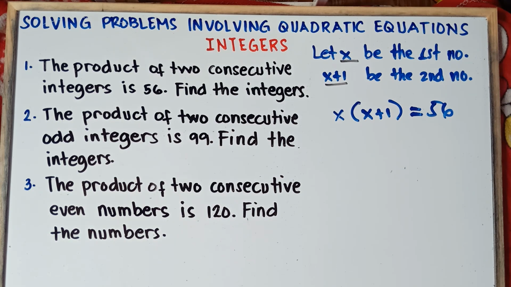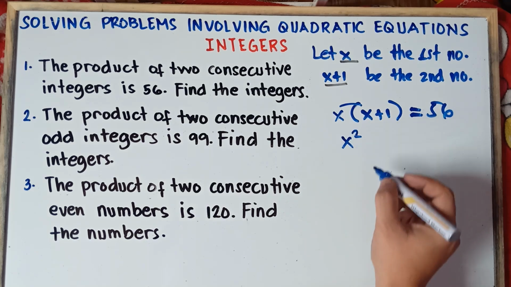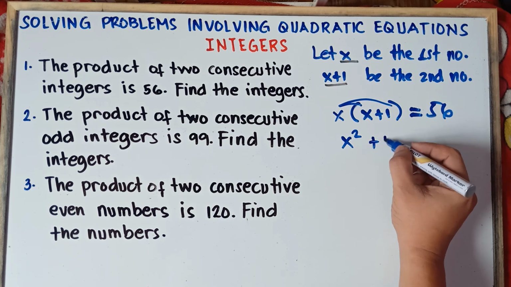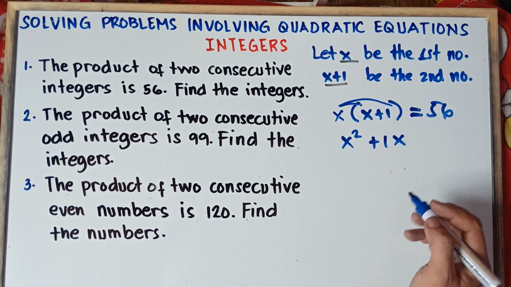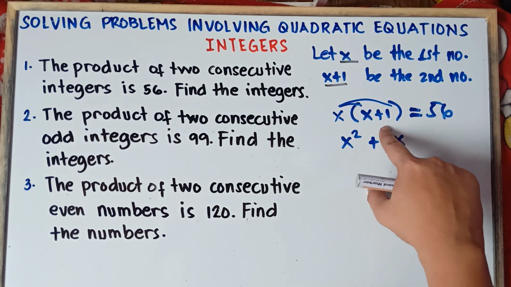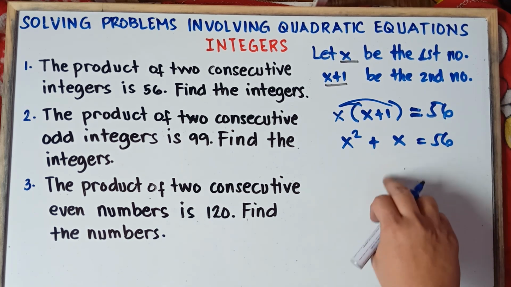And then simply distribute, class. So x times x, that would be x squared. And then x times positive 1, that's positive 1x, or we can write x. That's okay, class. Understood that there's a 1 here. So x times 1 would be 1x, or x, equals 56.